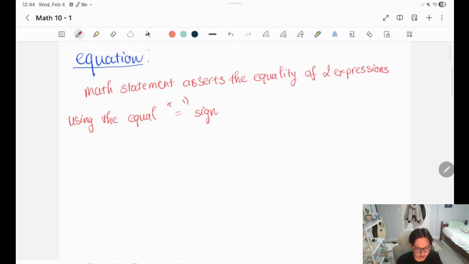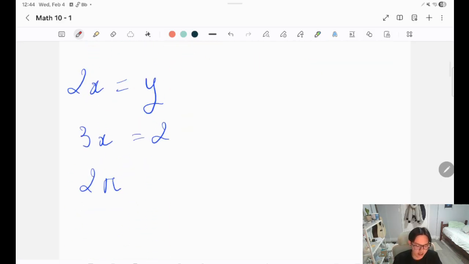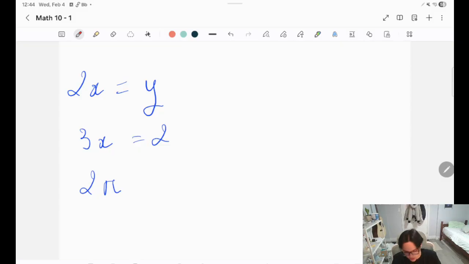So for example, I can use this one. 2a equal to b is an equation. Okay, so let's move on to this. I have three of these things here. Is the first one an equation? Yes, because it has the equal sign. The second one is also an equation, but the third one is not an equation because there's no equal sign right here.